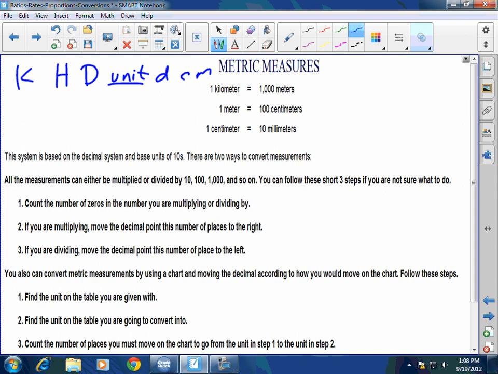Okay. So now, I don't know if you guys noticed on the last slide they had 1,000 here. At 100, they had a 10, a 1, a 0.1, a 0.01, and a 0.001. 1 kilometer is 1,000 meters. That's what this means. 1 hectometer is 100 meters. 1 decameter is 10 meters. 1 meter is 1 meter. A decimeter is 1/10 of a meter. Centimeter is 1/100th of a meter. Millimeter is 1/1000th of a meter. Okay?